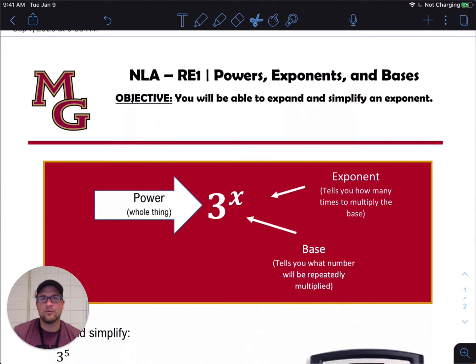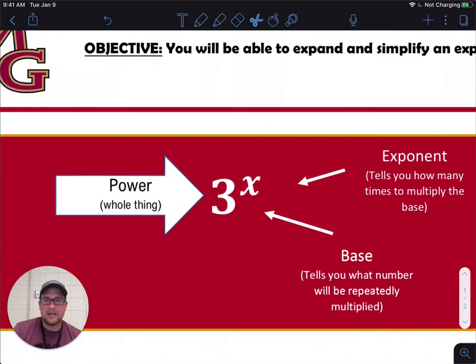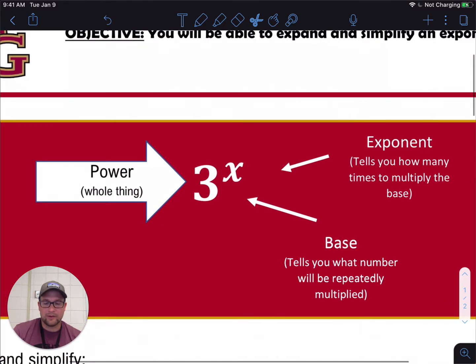In today's lesson, we will be discussing powers, exponents, and bases. Your objective for today's lesson is that you will be able to expand and simplify an exponent. We'll begin our lesson today by exploring what a power is.